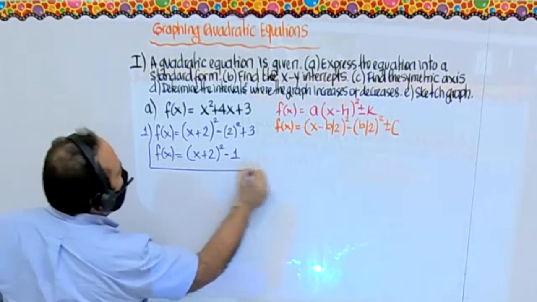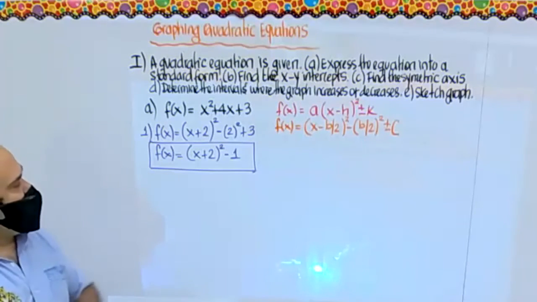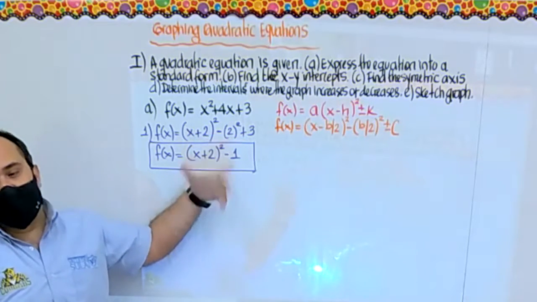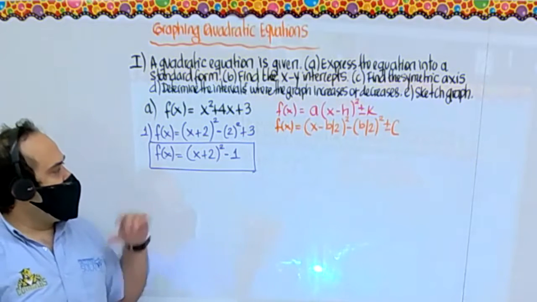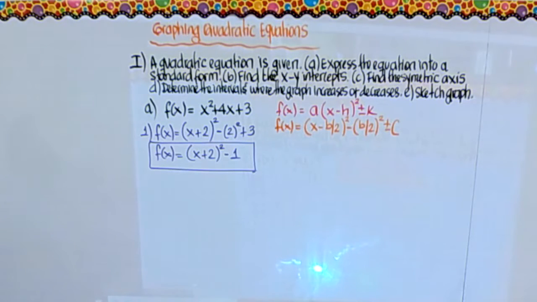How do I know this is going to be negative 1? Simple, because 2 to the second power is 4. With the negative outside, that will be negative 4. And negative 4 plus 3 is negative 1. As you can see, we got the standard form of the equation. This is step one.